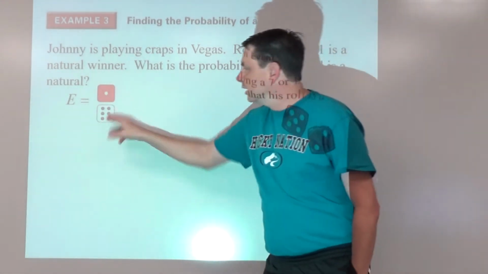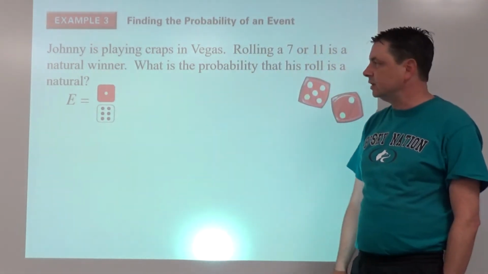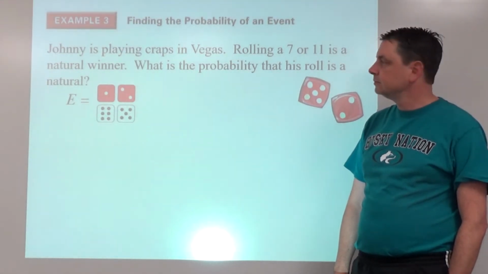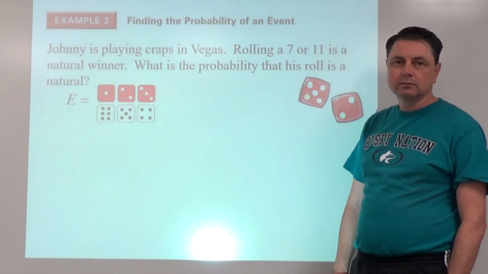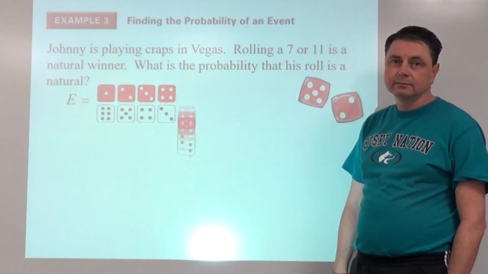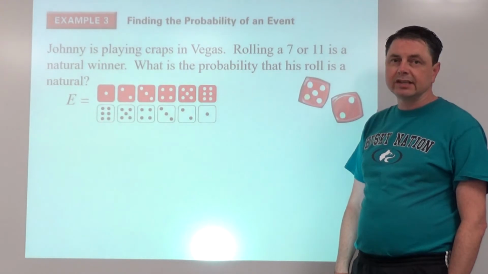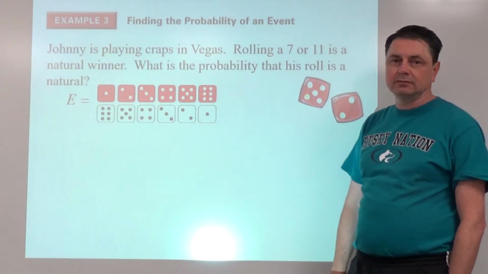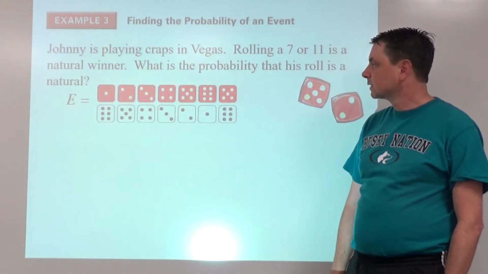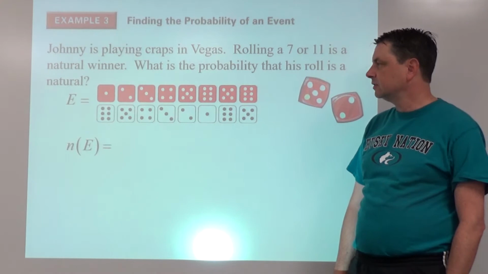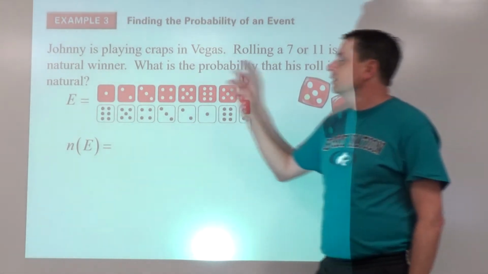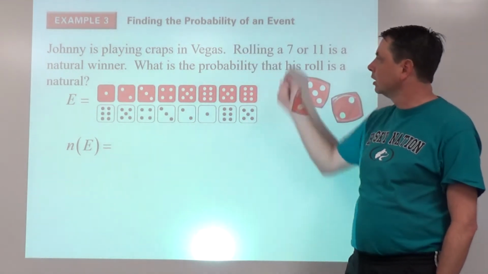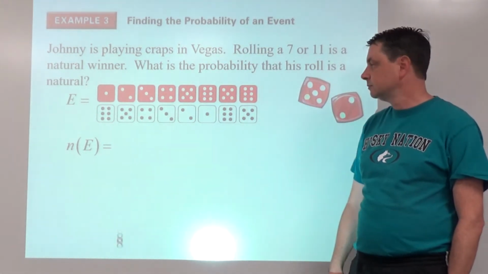So red 1, white 6, that gets us a 7. What else? 2 and a 5, 3 and a 4, 4 and a 3, 5 and a 2, 6 and a 1. Now that's getting the 7. How can we get an 11? 5 and a 6, 6 and a 5. So how many events are there that would be successful for our natural winner? We got 8 of them.